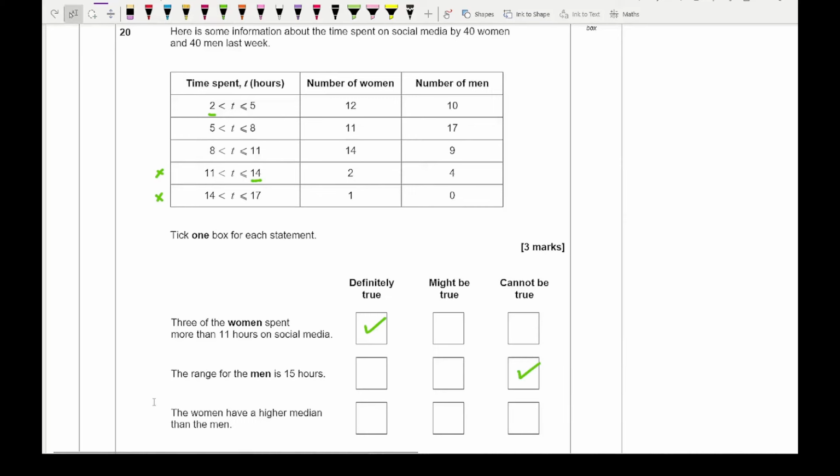It then says for the third option that the women have a higher median than the men. Now, if there's 40 in each, then the median person for each of the genders is going to be the 20th. So what we need to do is find out which time interval the 20th person is going to be in. Now, for the women, it's going to be in this region here. For the men, it's also going to be in this region here. So it's in the same region, but the median for both is going to be somewhere between 5 and 8. So this one might be true, but it's definitely not false, and it's definitely not true.